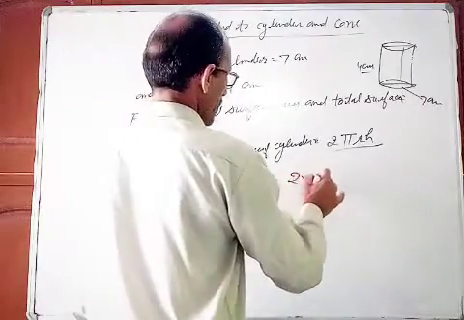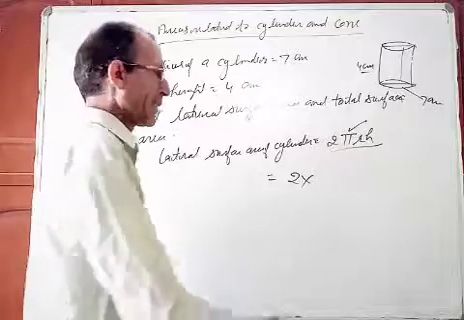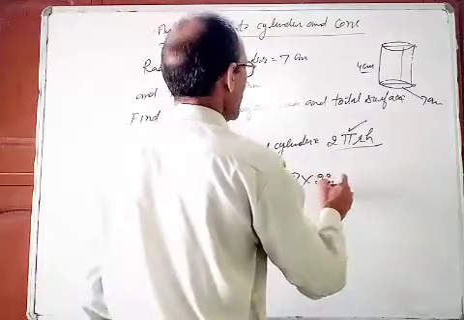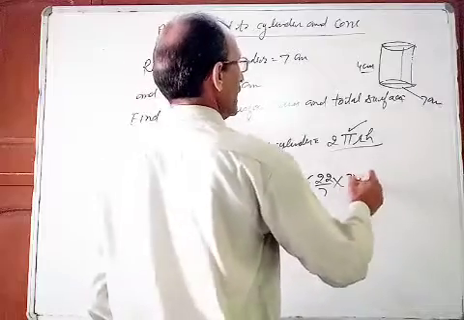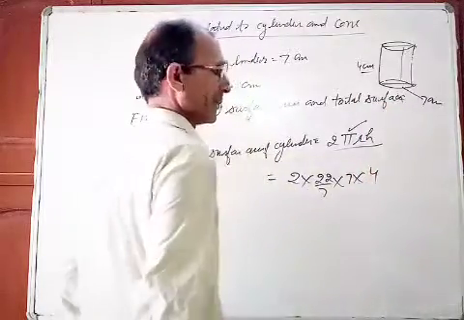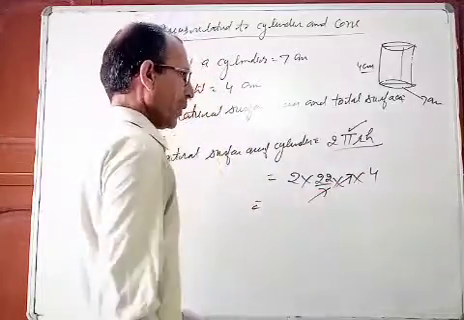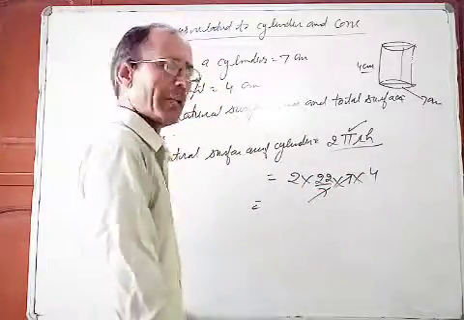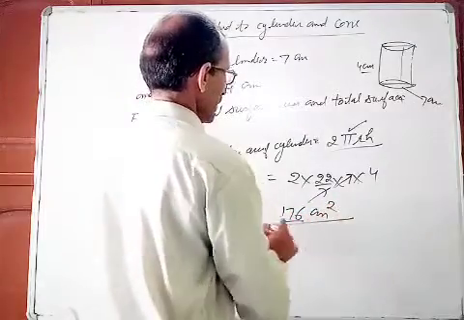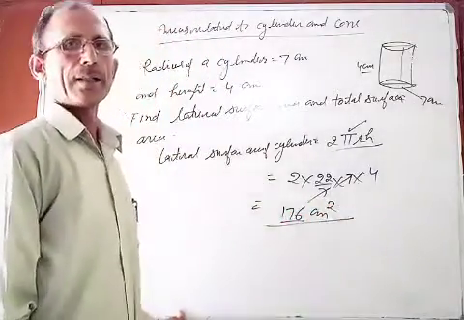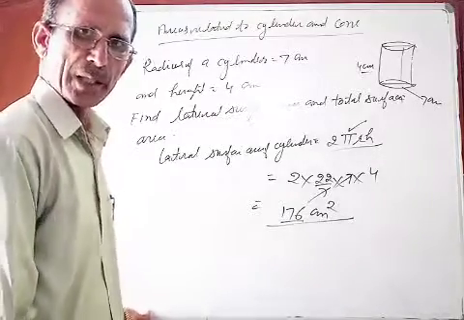If the value of pi is not given, then you can take 22 by 7. So 22 by 7, radius is 7 and height is 4. So 7 cancels with 7, 4 times 2 is 8, and 22 times 8 is 176 square centimeter. So this is the lateral surface area of a cylinder. Now the total surface area of a cylinder.